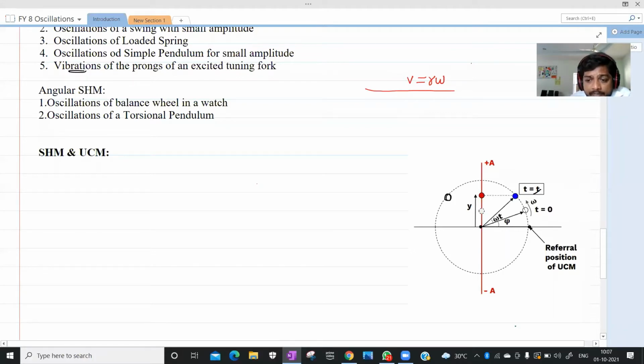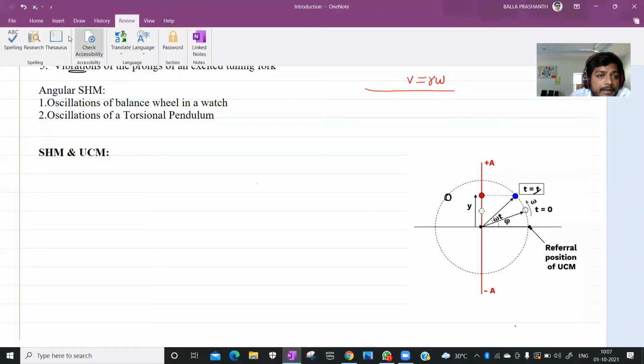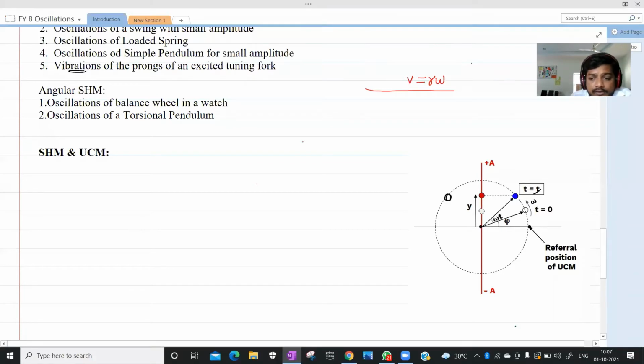Consider in this diagram a particle at P. For example, this is the particle position initially, at time t equals 0. The initial position of the particle makes some angle with the x-axis. This is called phi. The phi indicates the initial position of the particle at time t equals 0.